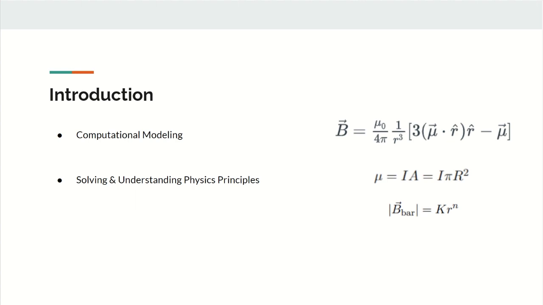To my right, or to the right of this text, are three equations that will be relevant in this case. The first one is the strength of a magnetic field at any distance, not on the axis or perpendicular to the axis of the magnetic dipole, as well as the calculation for the magnetic dipole, as well as a calculation to find the strength of our dipole as well.